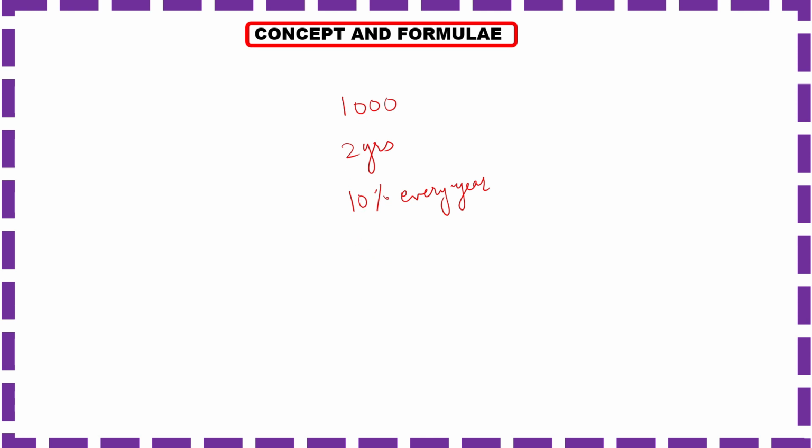10% of 1,000, so 10% of the amount that you borrowed. 10% of 1,000 is 100 rupees. This is the interest for the first year. Since you have borrowed the 1,000 rupees for 2 years, for the second year also you must pay the interest. For the second year, the same 10% is applied. So 10% of 1,000 is 100. This is the interest for the second year.